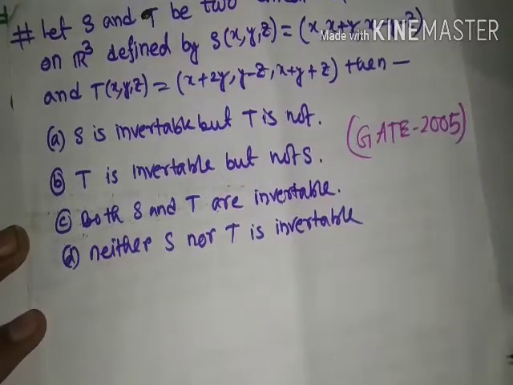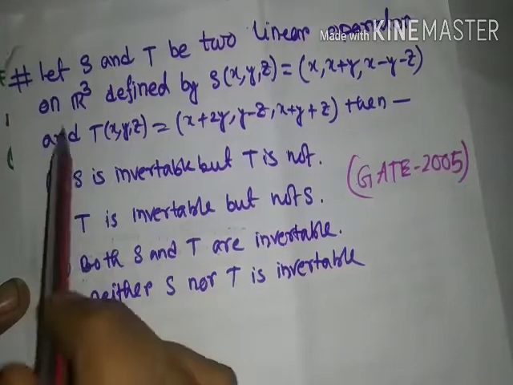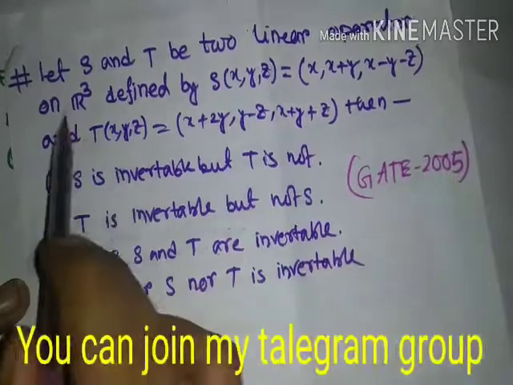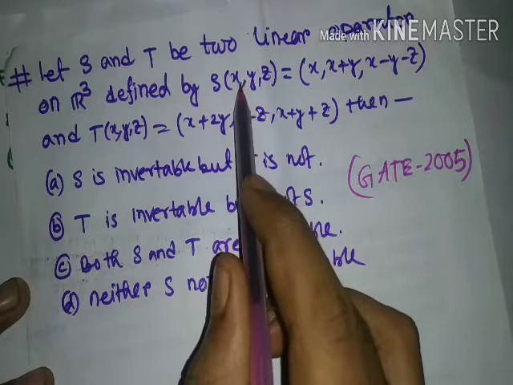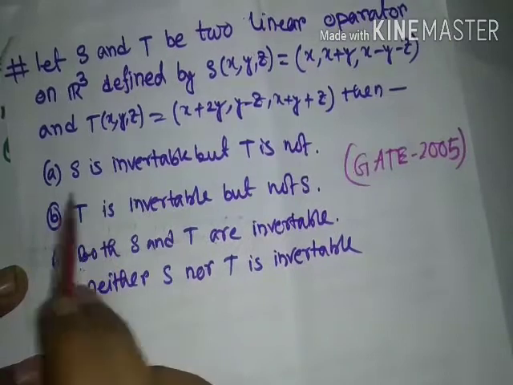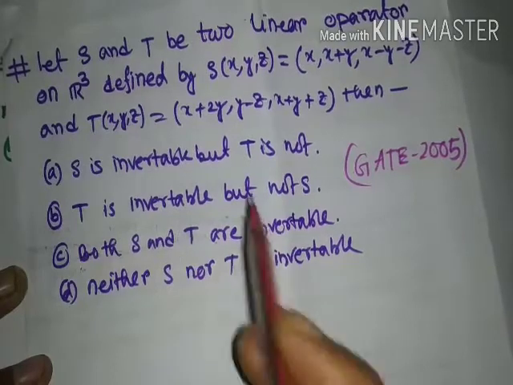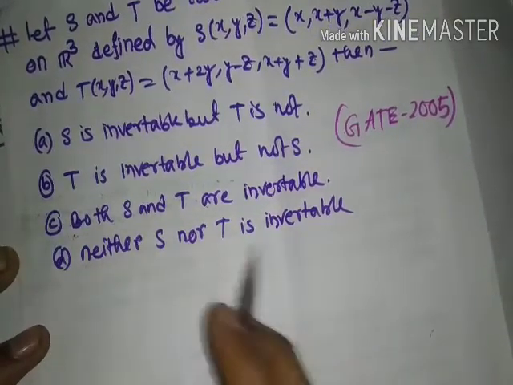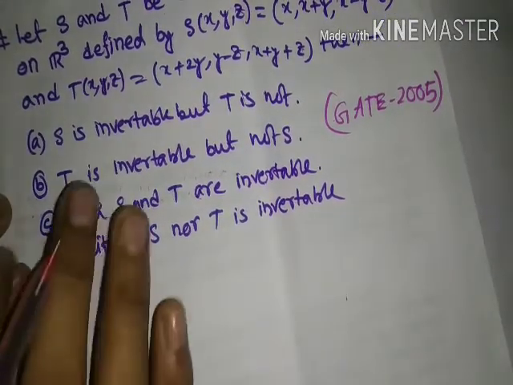This question is from linear algebra. What does the question say? Let S and T be two linear operators on R cube defined by S of x, y, z equal to this. Similarly, the options are: S is invertible but T is not. T is invertible but not S. Both S and T are invertible. Neither S nor T is invertible. So now we check.